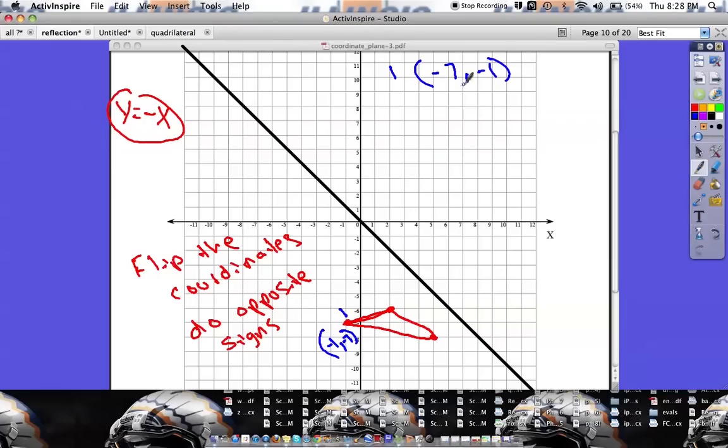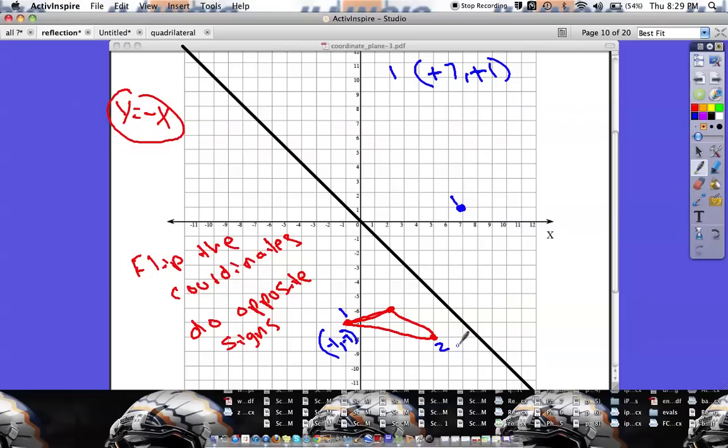Okay, that's what it would have been if this was just y equals x. But now we have that added step where we do the opposite signs. So instead of being negative 7, negative 1, the opposite of negative 7 would be positive 7. The opposite of negative 1 is going to be positive 1. So we'd want to put that on there, and we're going to want 7 and 1. There's our point 1 right there.